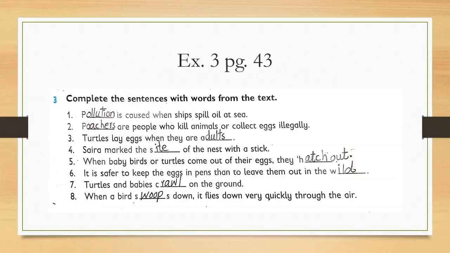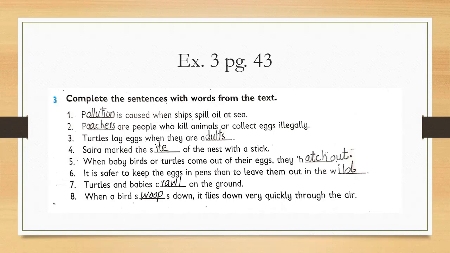Page number 43, exercise 3. Complete sentences with words from the text. Pollution is caused when ships spill oil at sea. Poachers are people who kill animals or collect eggs illegally. Turtles lay eggs when they are adults. Saira marked the site of the nest with a stick.